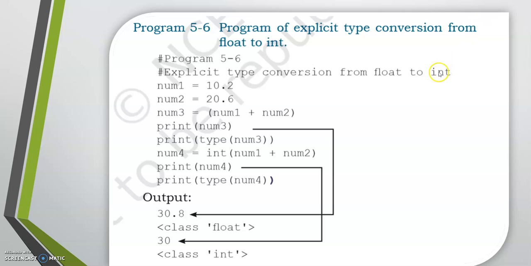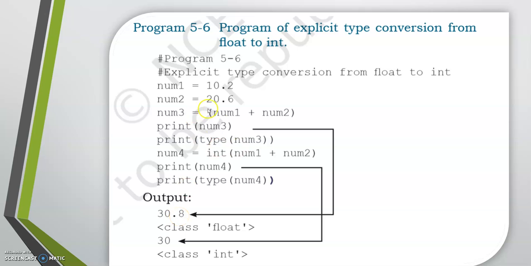But we want to convert it into an integer. So our format for this is int of num1 plus num2. Num1 is 10.2, num2 is 20.6. And when we print this value, we are going to get 30. Now you know we are going to eliminate 0.8 because we want it in the integer class. And in integers we have whole numbers, we do not have the decimal points.